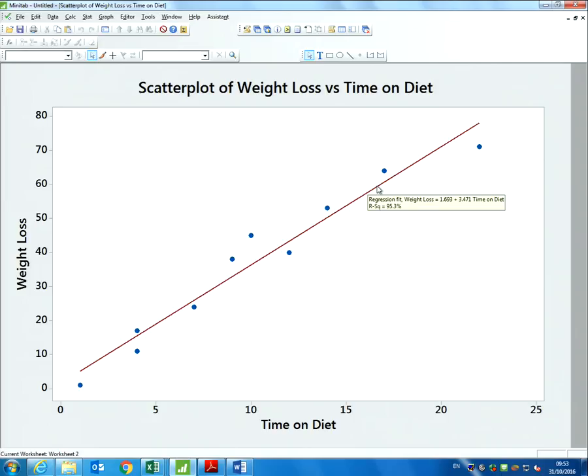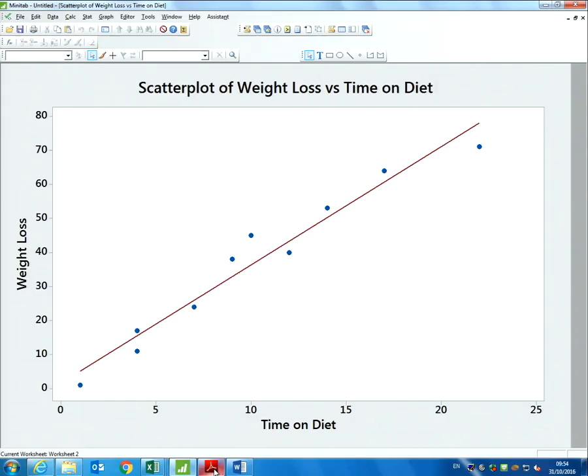What's our r squared value? 95.3%. How big can it be? Any guesses how big r squared can be? It's a percentage. It can be 100%. What would that mean? If r squared was 100%, it would mean that your model was perfect. You can predict y with 100% accuracy. Any guesses what the scatter plot must look like if r squared was 100%? A straight line. There's a perfect relationship.